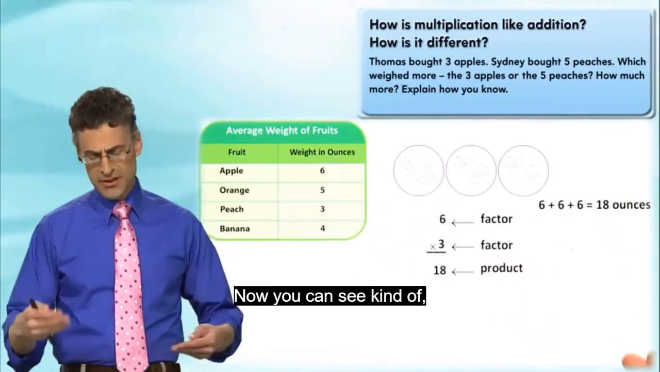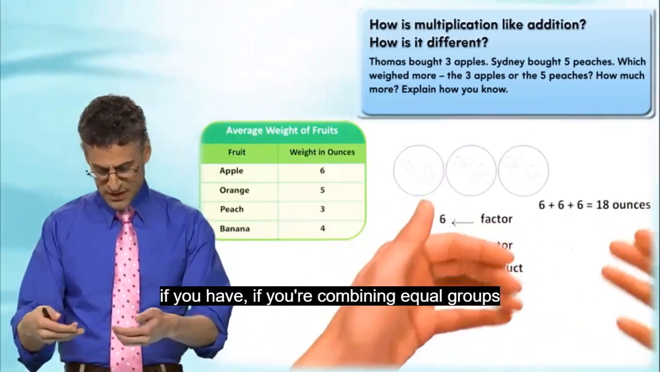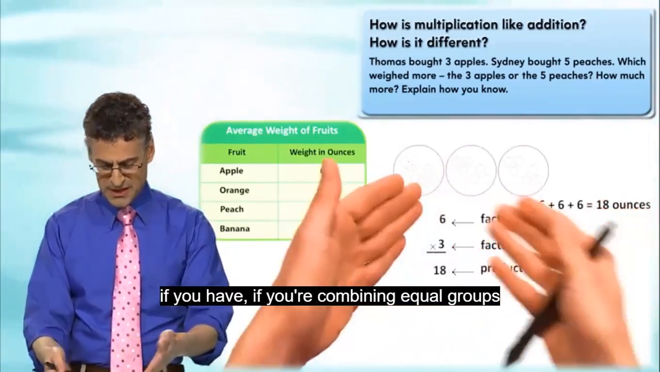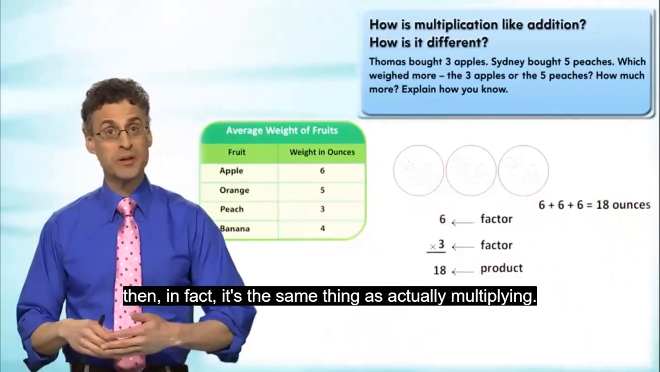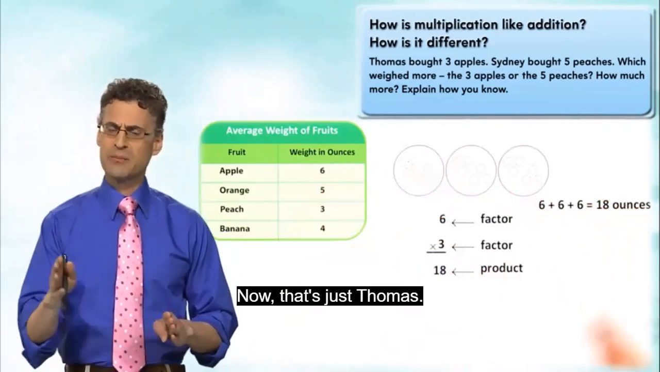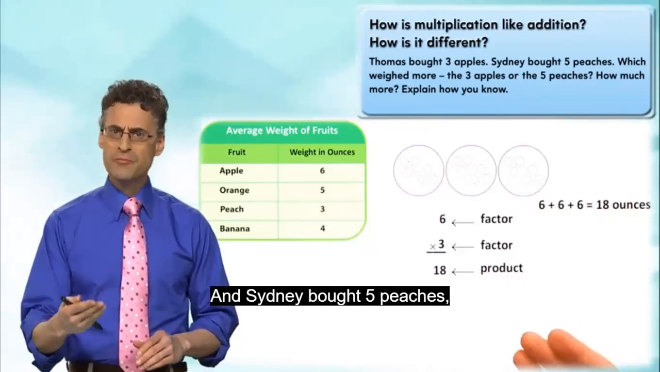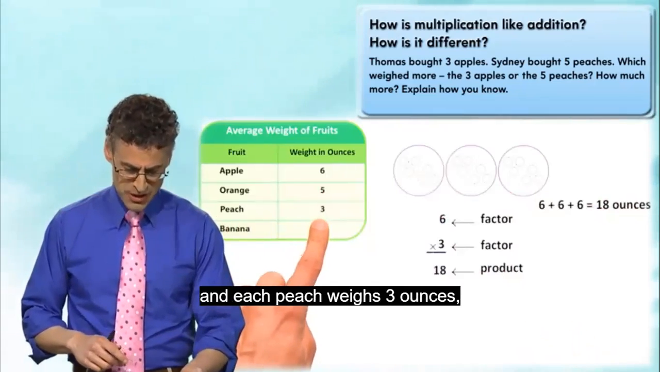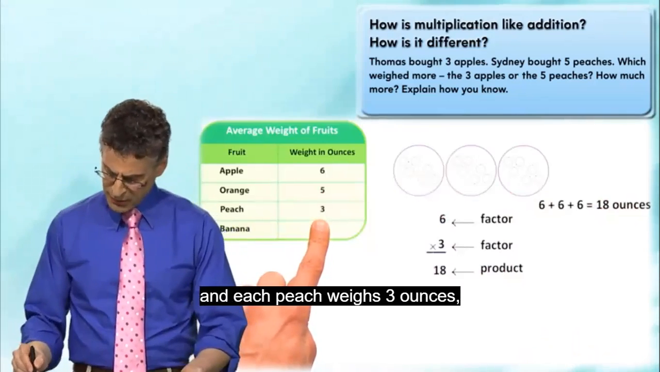Isn't that neat? So now you can see that if you're combining equal groups, then in fact it's the same thing as multiplying. It's a nice, compact way of writing that. Now that's just Thomas. Now what about Sydney? Now Sydney bought 5 peaches, and each peach weighs 3 ounces. So how would we model this?